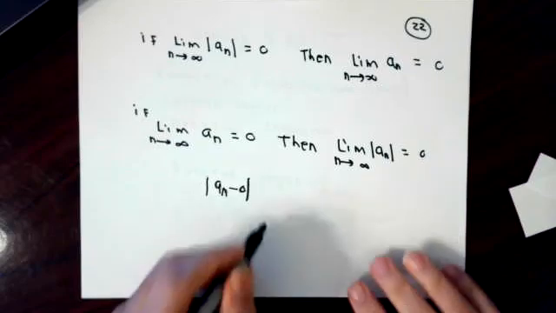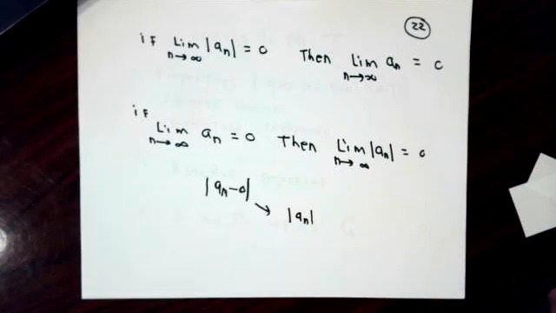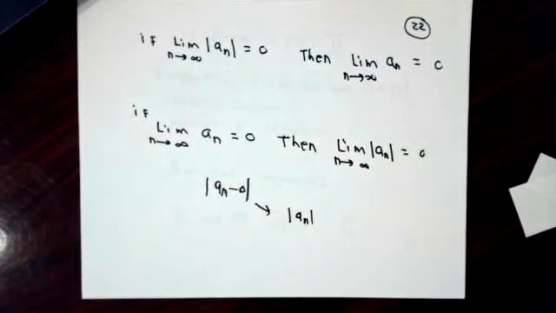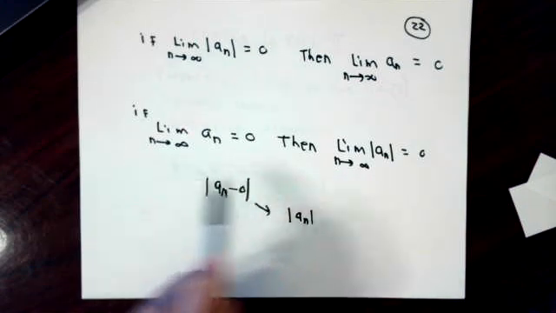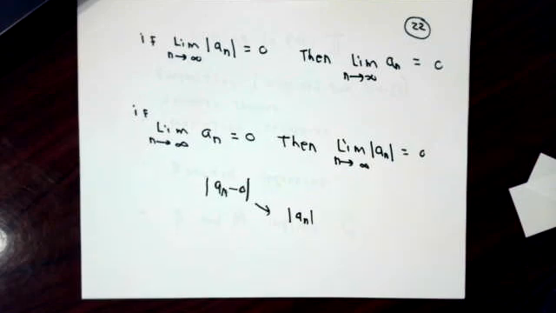But if that happens, that means that the individual absolute value of a sub n's must get close to 0 also, and that's the second statement. So if I have a sequence that tends to 0, the absolute value version of the sequence also tends to 0. If the sequence itself has limit 0, then the absolute value version also has limit 0. As I said, I think this is pretty obvious, but I at least wanted to say something about it. Occasionally, this fact will be useful to know.